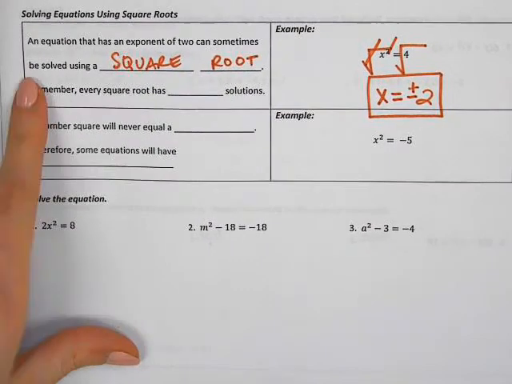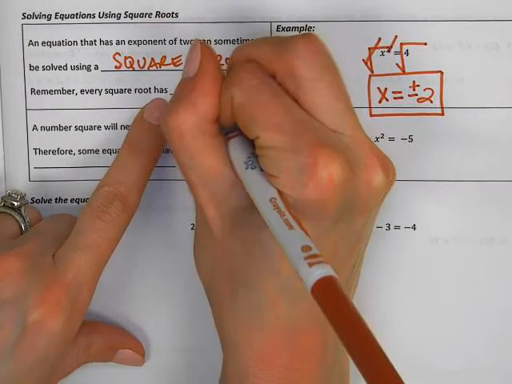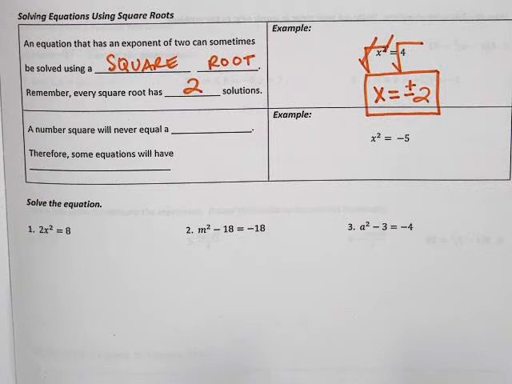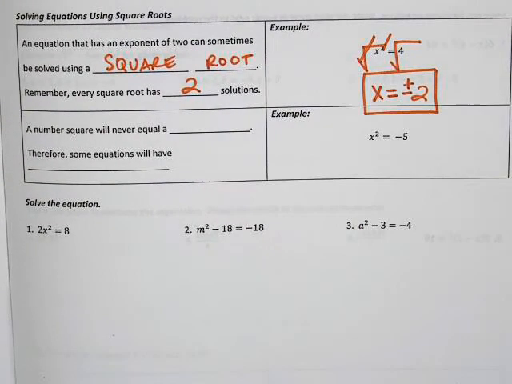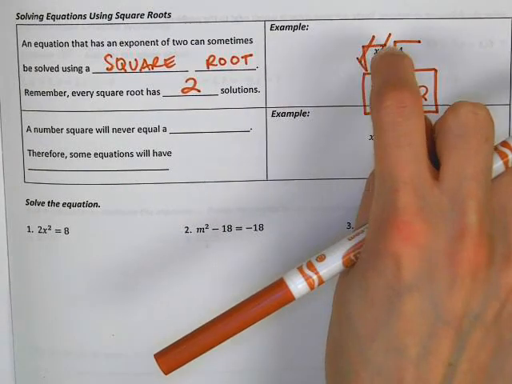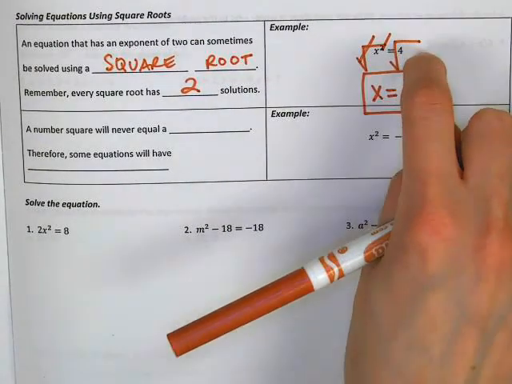Okay, so remember, every square root has 2 solutions. Don't forget, anytime you square root, always put plus or minus, because there's really 2 ways to get 4 when you square it.